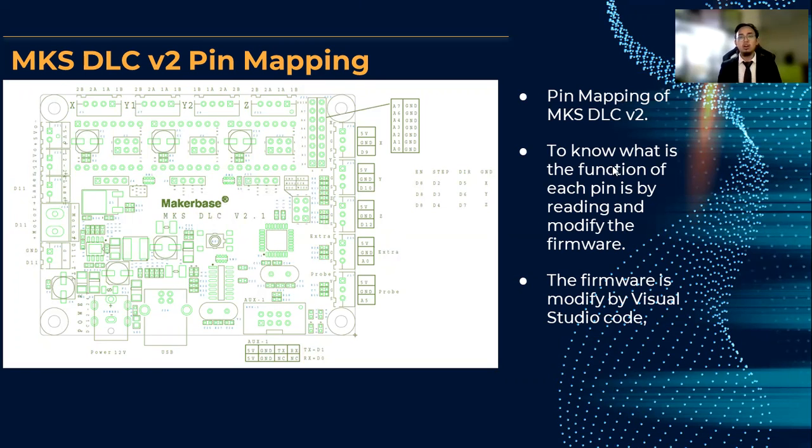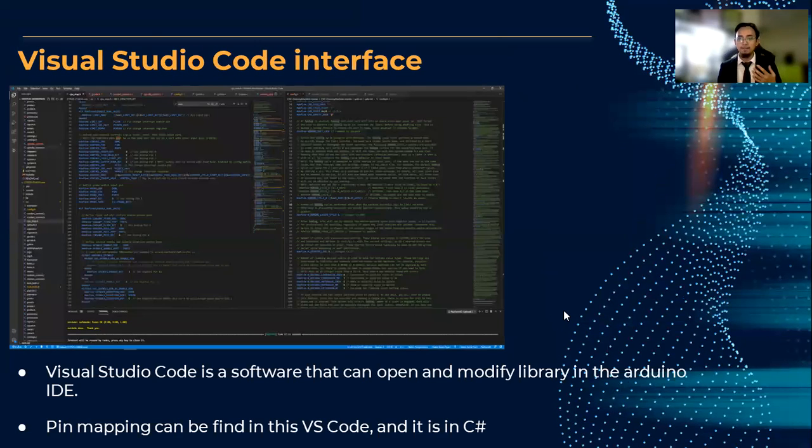All right, to know what is the function of each pin, we read the data sheet and read and modify the firmware. The firmware is modified in Visual Studio Code, which is software that we can use to go deep into C. As we know, Arduino IDE has a library, so we want to go inside the library.